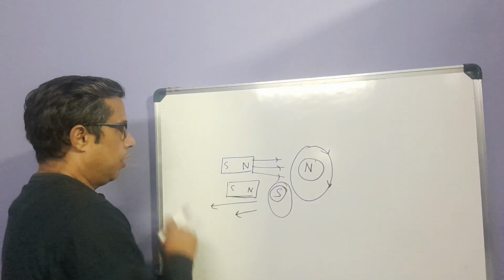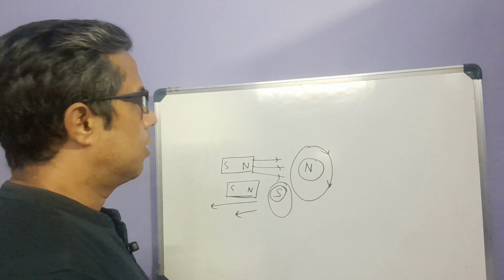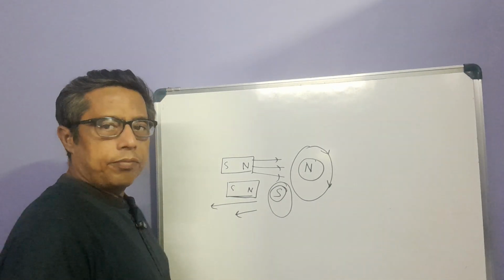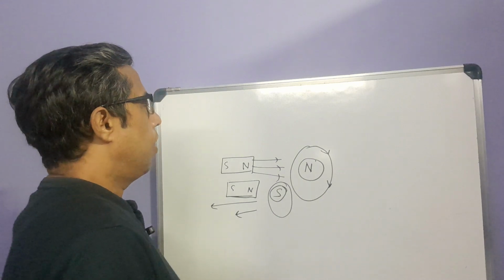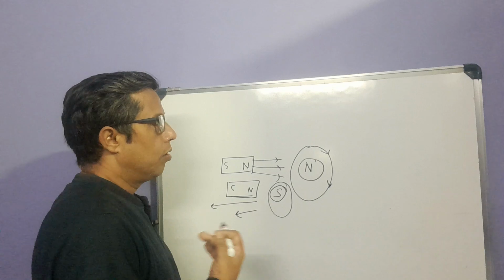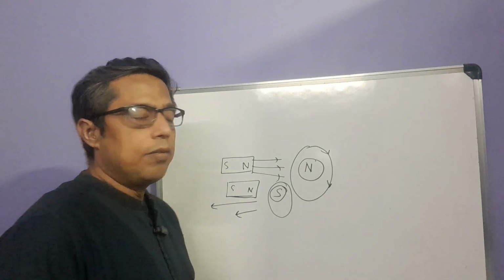So that's it. I think this was a brief session for revision. In the next class, I will come with alternating current, like AC, and the mechanism of the AC motor.